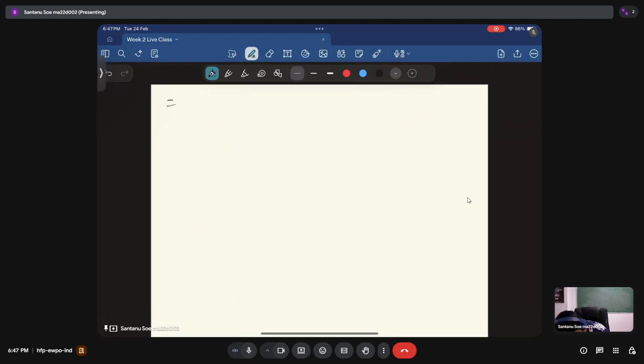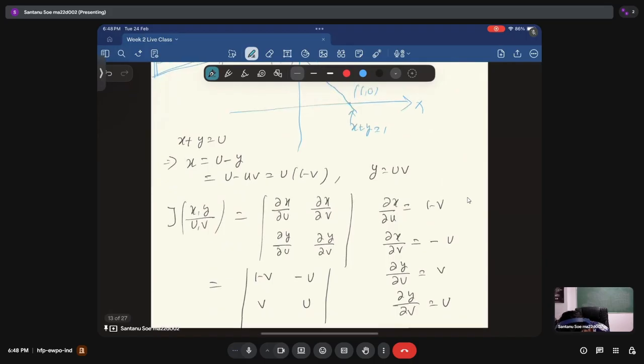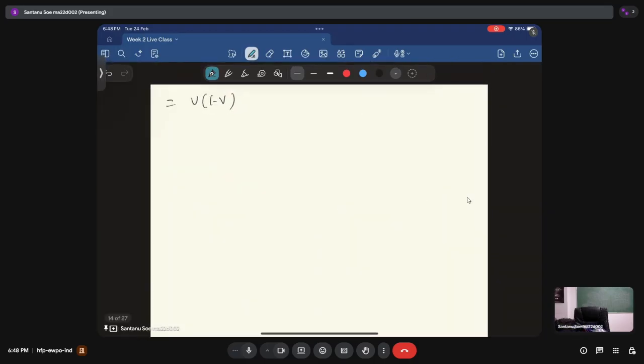So this is going to be u times 1 minus p plus uv. So this is u minus uv plus uv. Correct? So this should be u.